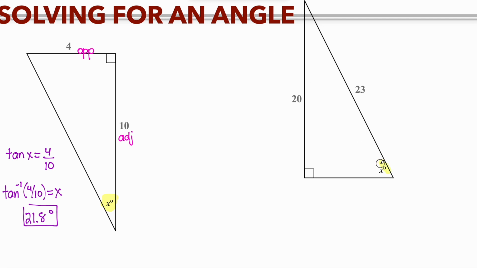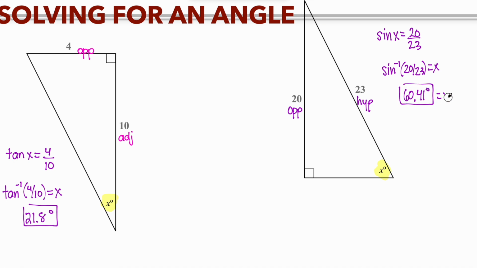Next, on this one. According to this angle, this is my opposite, and this is my hypotenuse. O and H stand for sine. So sine of my angle is my opposite over my hypotenuse. Because I'm looking for an angle, I'm going to do the inverse, and I will get 60.41 degrees.